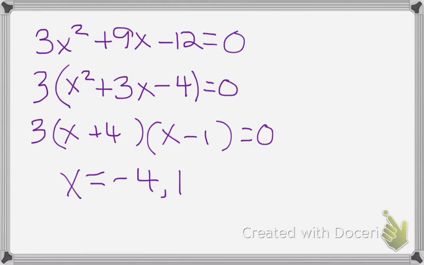Right, but the point is that negative 4 here makes this whole left side 0. And then there's another option. 1 here makes this whole left side 0. So that's why there's 2 answers. Well, we know there's 2 answers also because there's 2 zeros when you graph.